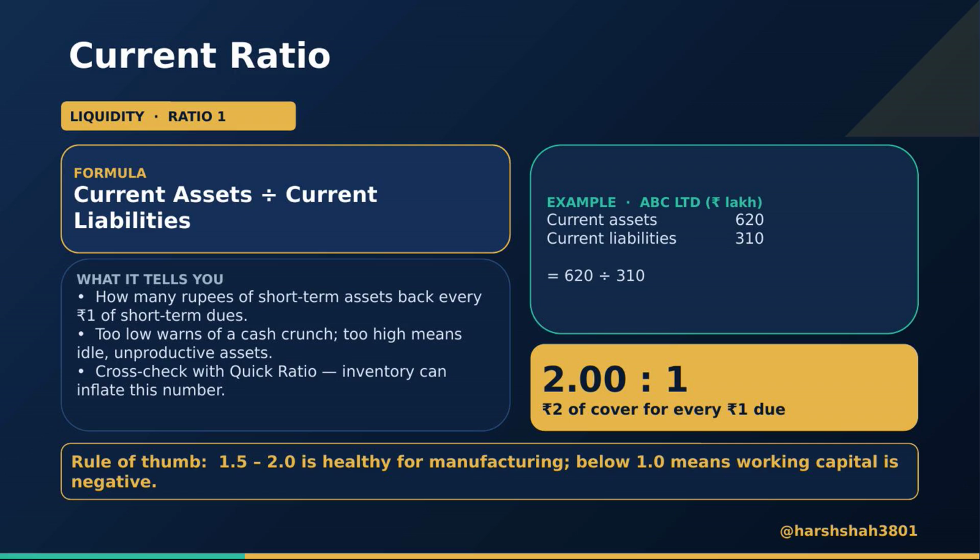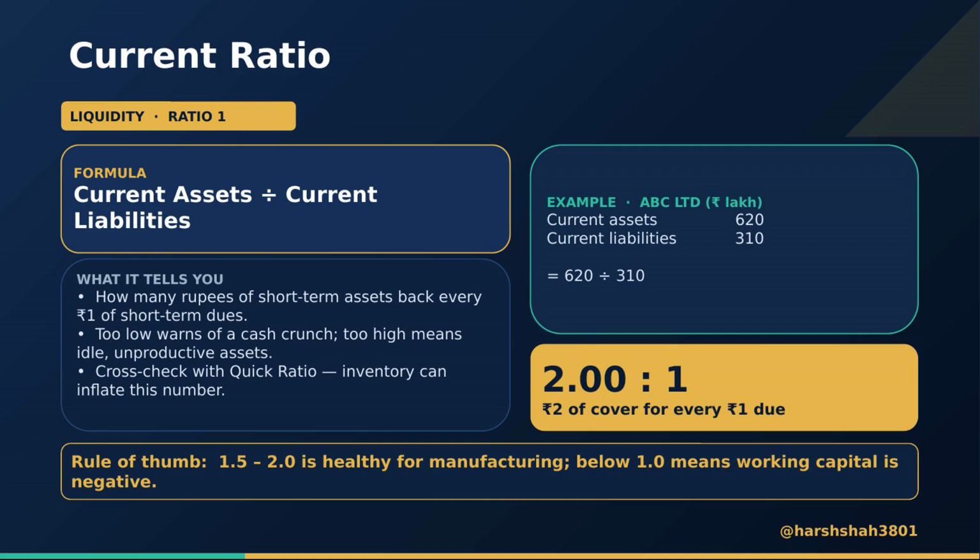The formula is straightforward. Current assets divided by current liabilities. Let's plug in ABC Limited's numbers. 620 divided by 310. What do we get? 2.00 to 1. Now, what does that actually mean? It means there are 2 rupees of short-term assets backing every 1 rupee of short-term dues.